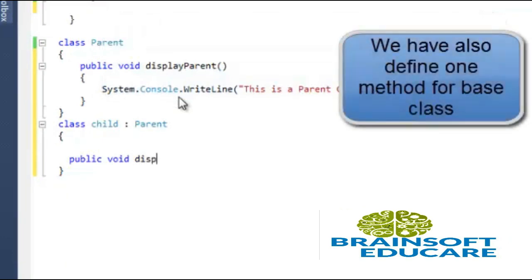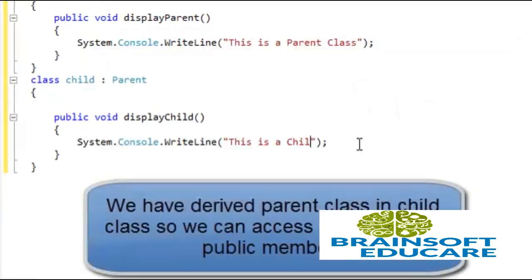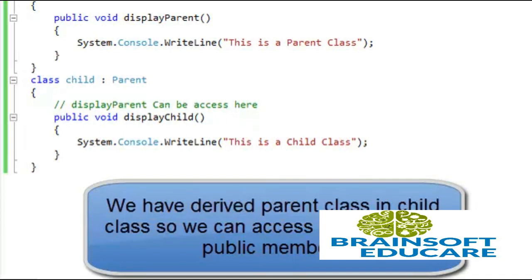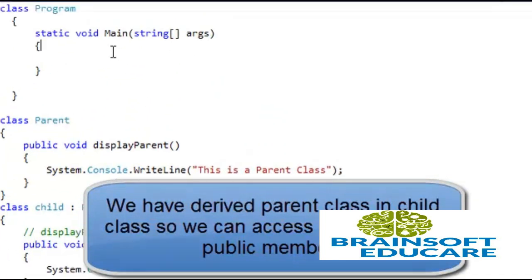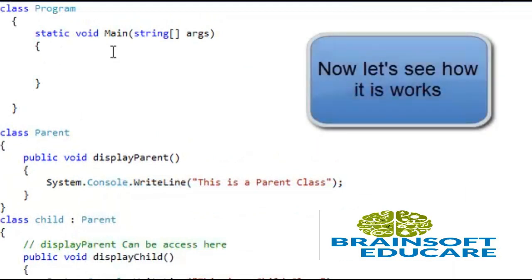Let's define another method for the child class which will also display some message. It is also a simple method. When we derive the parent class in a child class using public, we can access the parent class public members. Now let's see how it works.